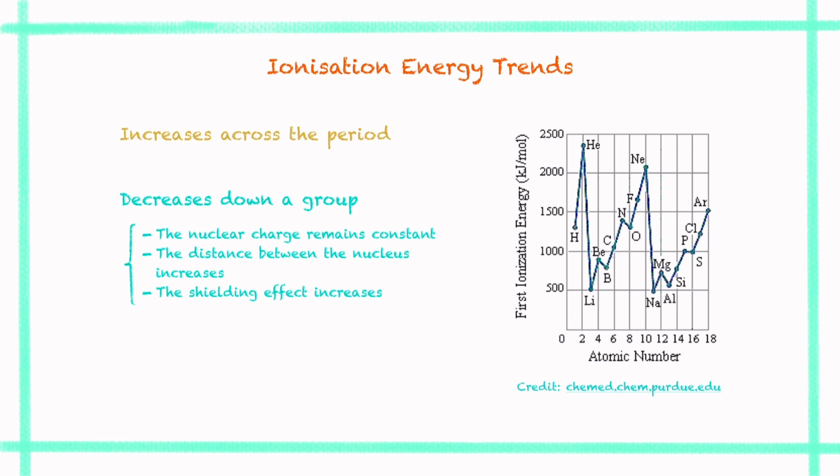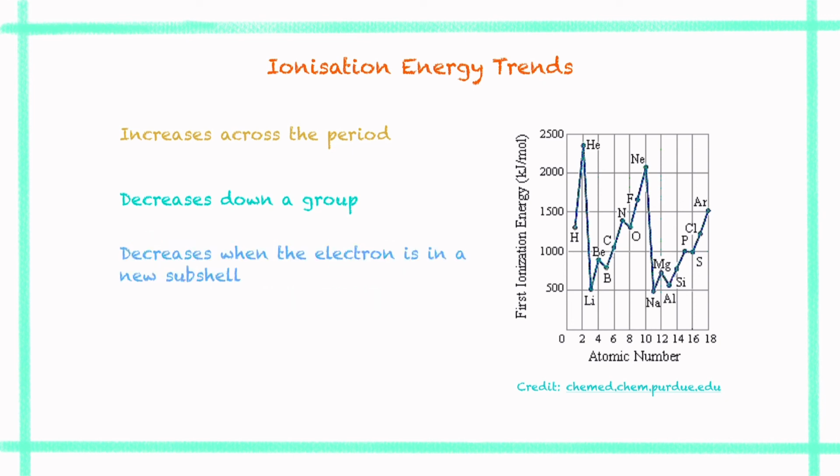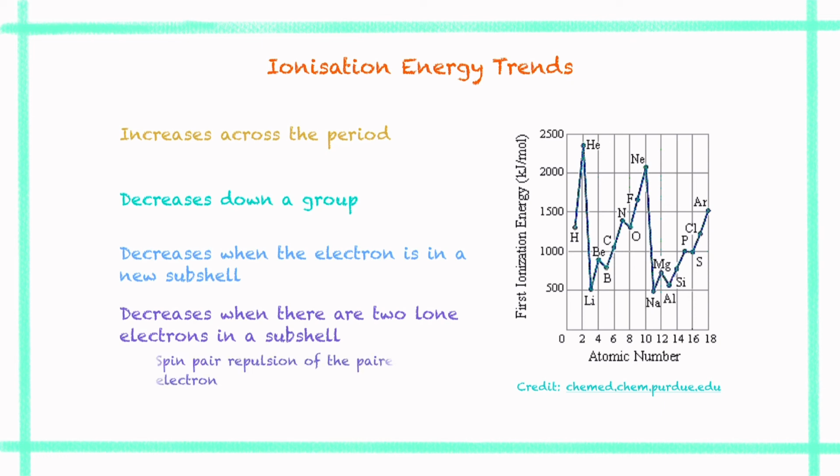Thirdly, the ionization energy decreases when the electron goes into a new subshell. This is because the distance from the nucleus increases, and there is an increase of repulsive force from the electrons in the previous subshell. Lastly, ionization energy also decreases when the electron is lone. This is due to the spin pair repulsion.